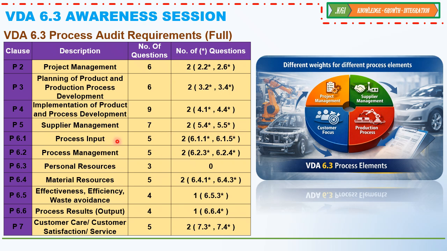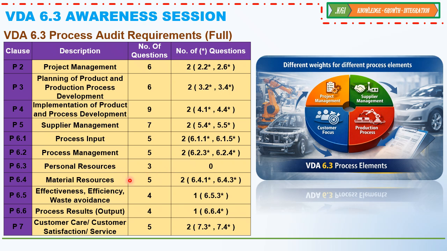P6 is further bifurcated into several parts, like P6.1 process inputs, where the total number of questions is 5 and 2 are mandatory questions. 6.2 says process management, where the total number of questions is 5 and 2 are mandatory questions. 6.3 says personnel resources, where the total number of questions is 3 and 0 are mandatory questions.